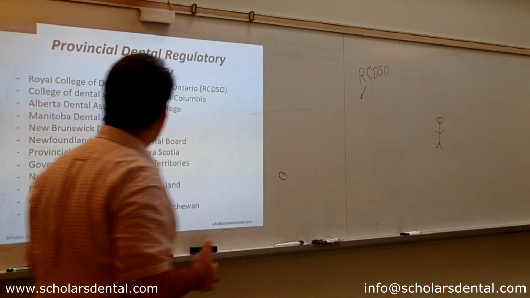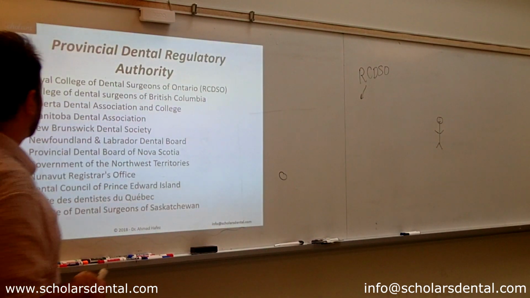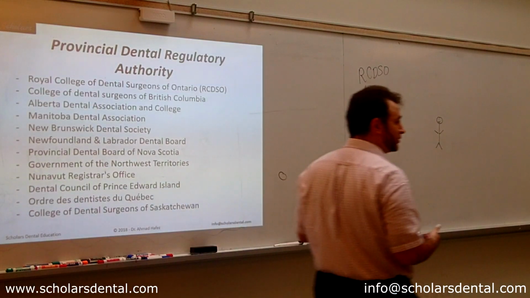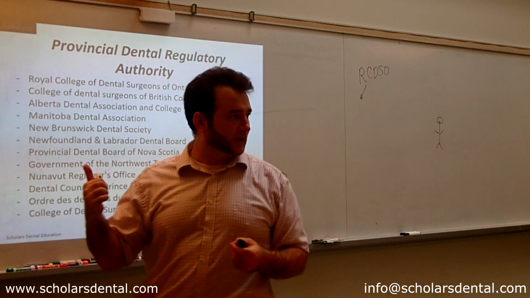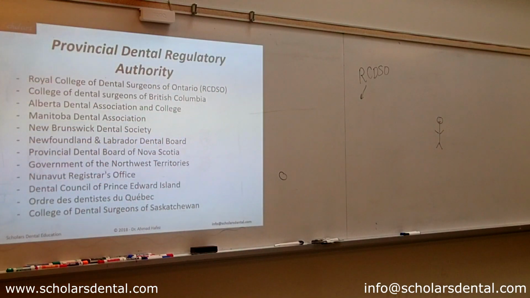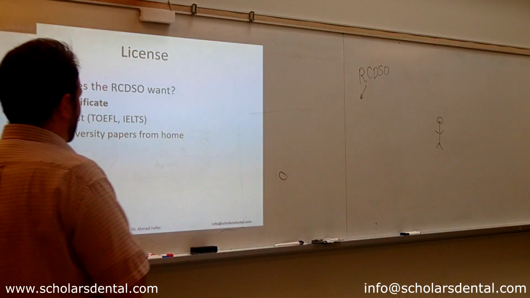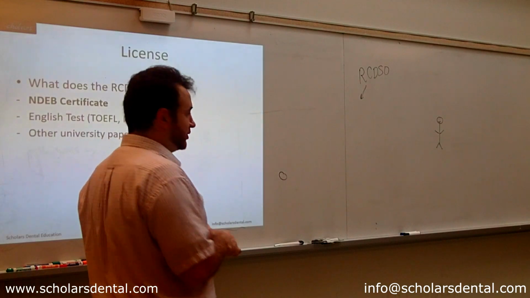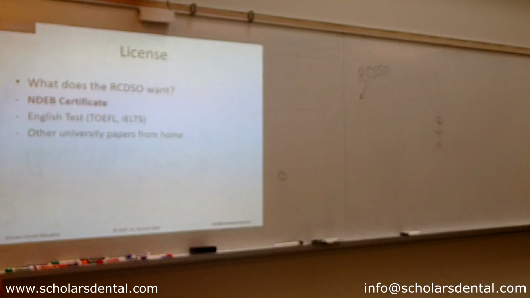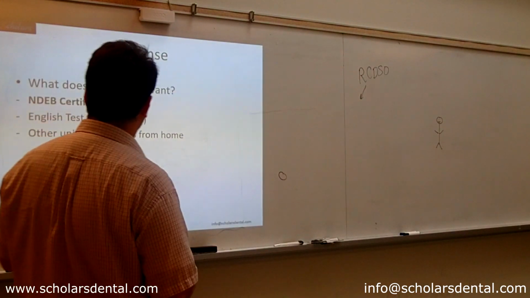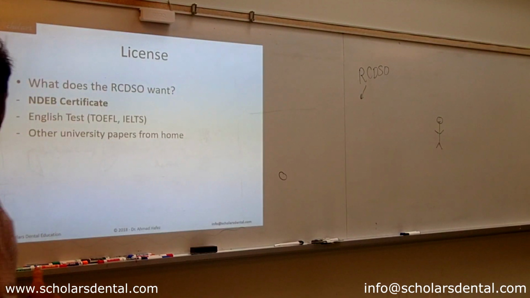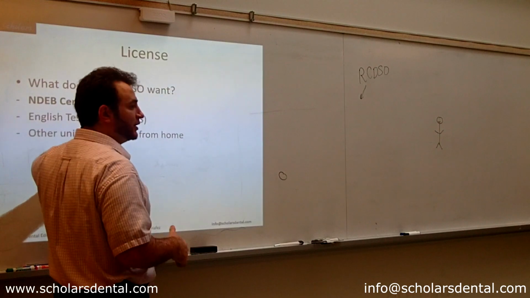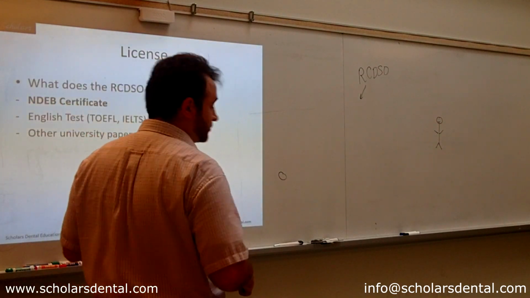Okay. So when I show you something like an RCDSO article, that means it's from them. It's their guidelines. We follow that. Okay, it's a strong source of information. So what do they want, these RCDSO people? First, they want, as we said, the NDEB certificate. We said an English test, and other university papers from back home that you need to get. So you could worry about those later, like the TOEFL, but first focus on the certificate.